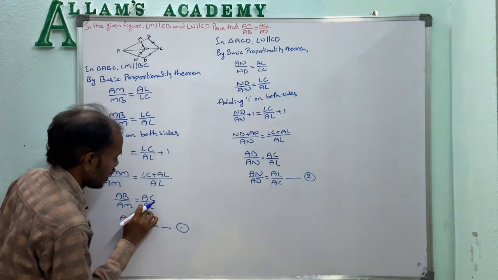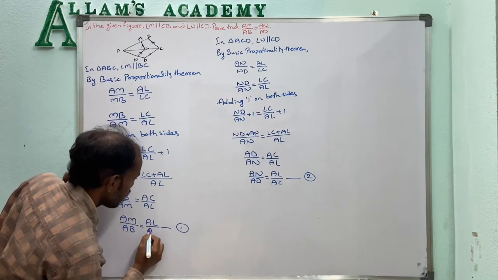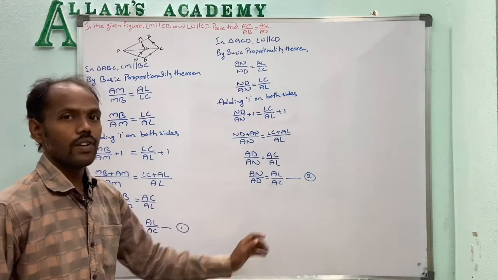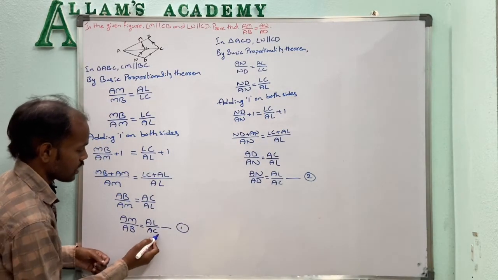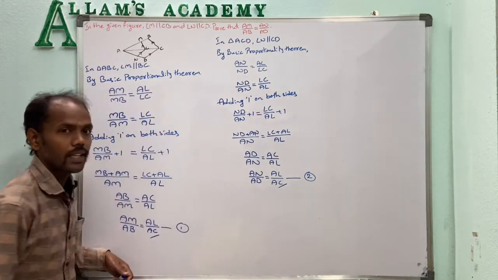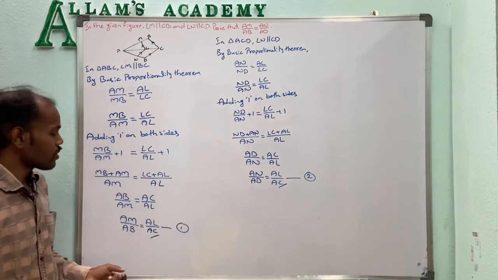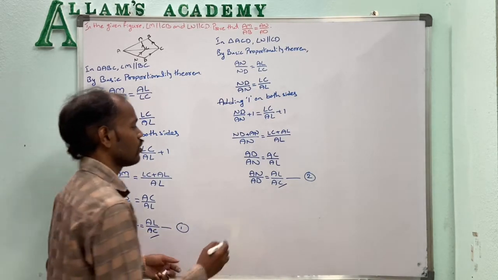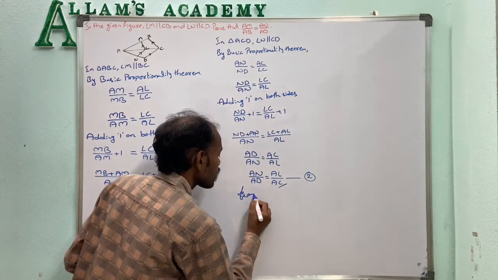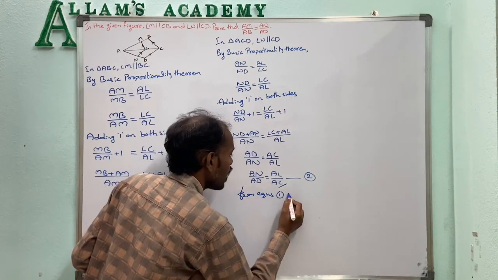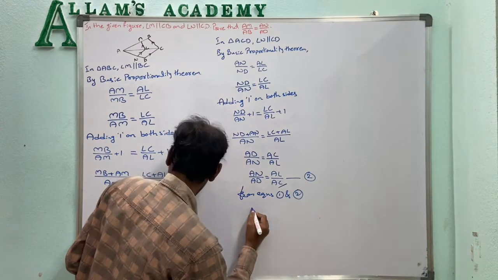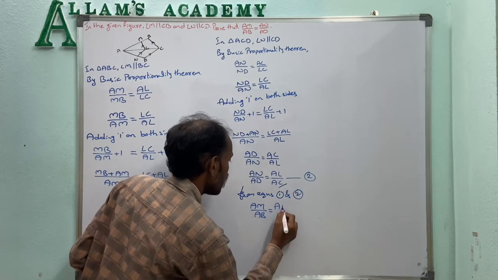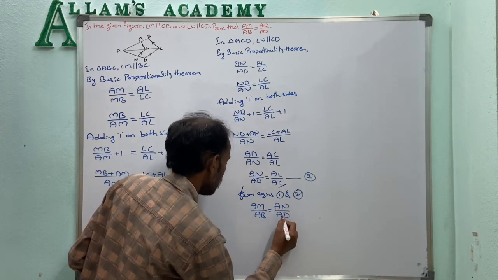If we observe equation 1 and equation 2, the right-hand side on both is AL by AC, so they are equal. Therefore the left-hand sides AM by AB and AN by AD are also equal. So from equations 1 and 2, AM by AB equals AN by AD.